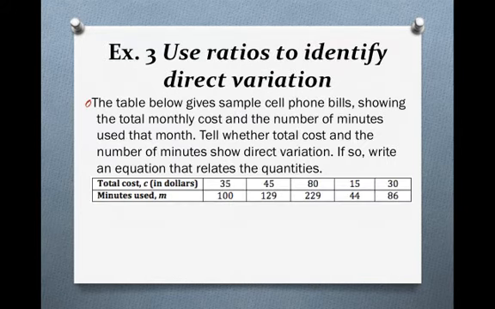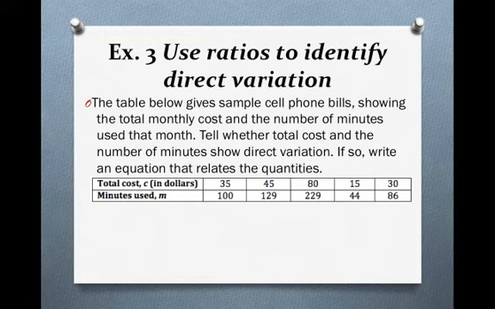All right, we're going to use ratios to identify a direct variation because if you have a direct variation, then the ratio of one variable to the other should remain constant throughout all your ordered pairs. The table below gives sample cell phone bills showing the total monthly cost and the number of minutes used that month. Tell whether the total cost and the number of minutes shows direct variation. If so, write an equation that relates the quantities.